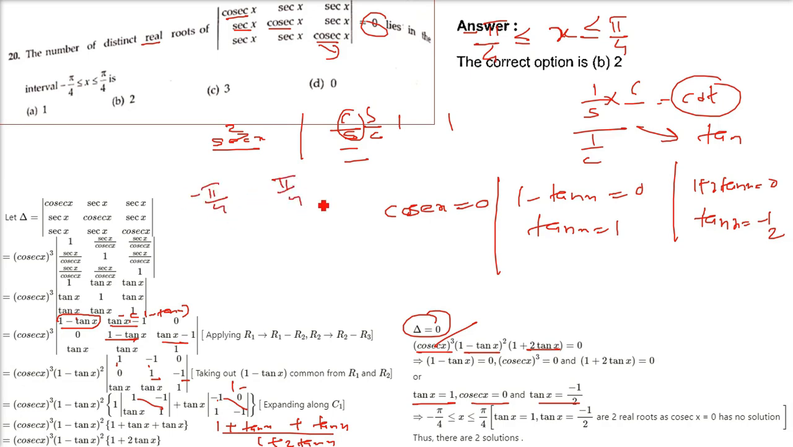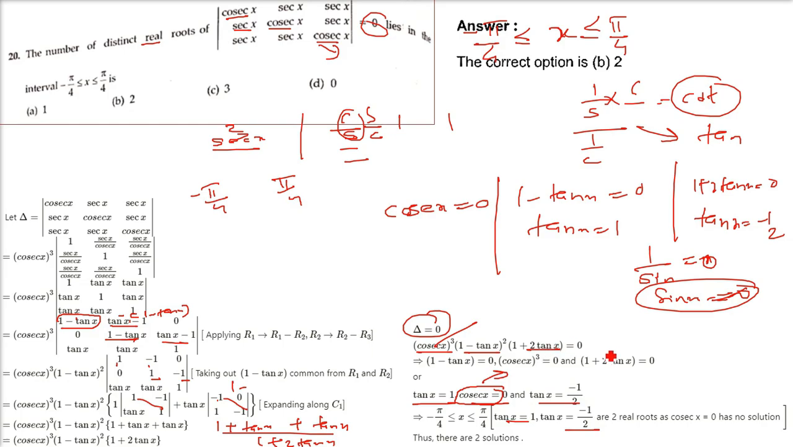What you need to know are all the values of sine and cos and everything. Because I know it, I can tell you that cosec x equals 0 is 1 by sin x equals 0, sin x equals infinity, that we cannot take. But tan x equals 1 and tan x equals minus 1 by 2, that comes inside minus pi by 4 and pi by 4. You can just say x equals tan inverse 1, you know the value. Then x equals tan inverse minus 1 by 2, that is in between minus pi by 4 and pi by 4. So these are the two real roots: tan x equals 1 and tan x equals minus half.